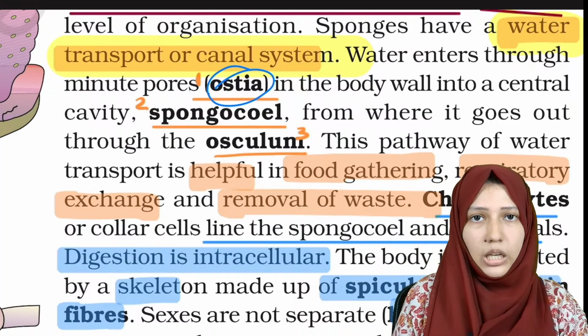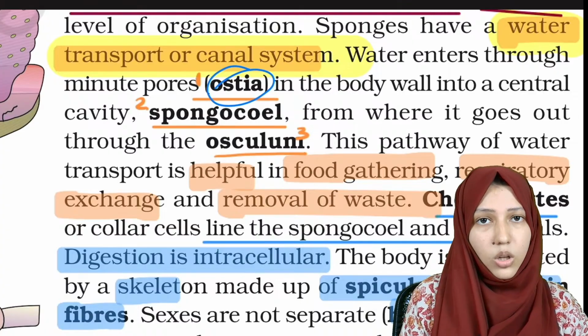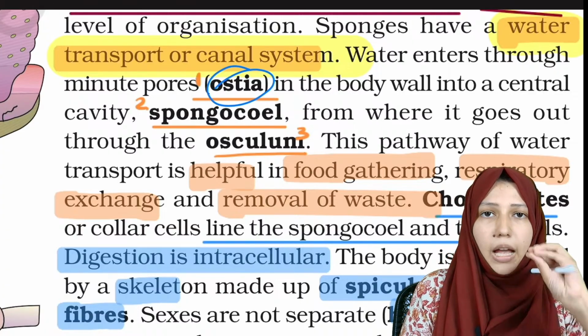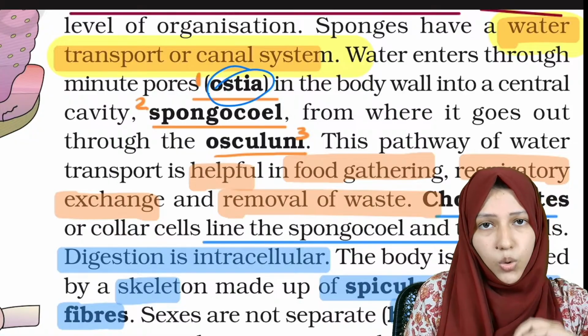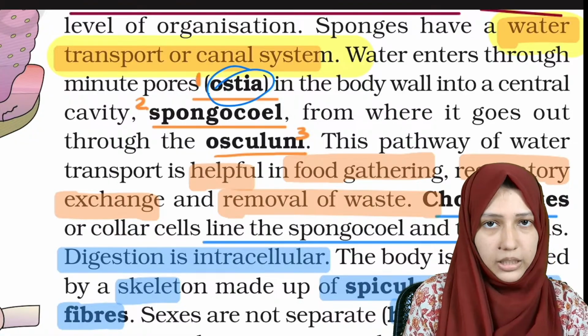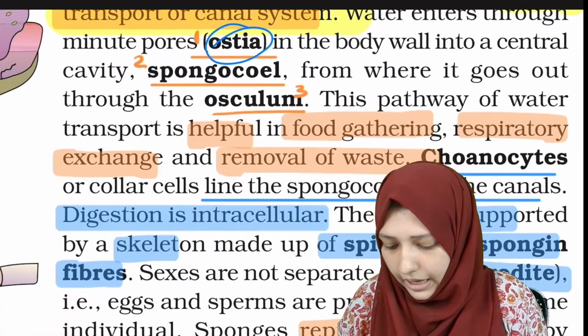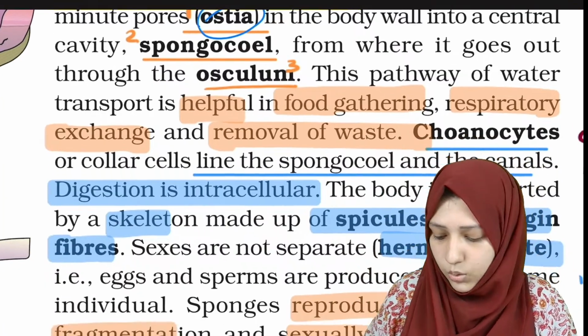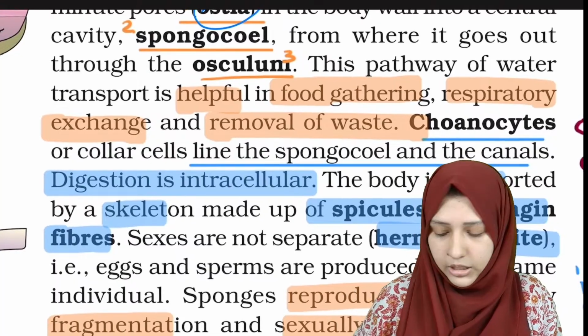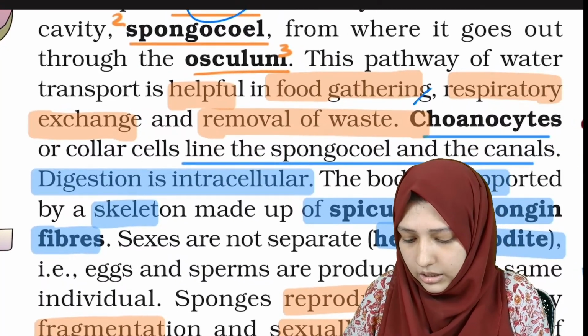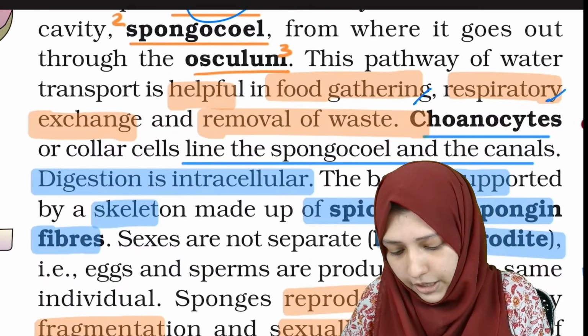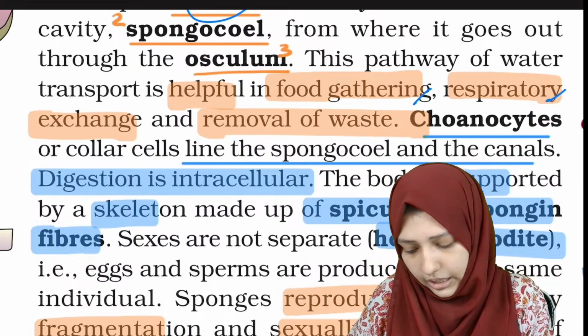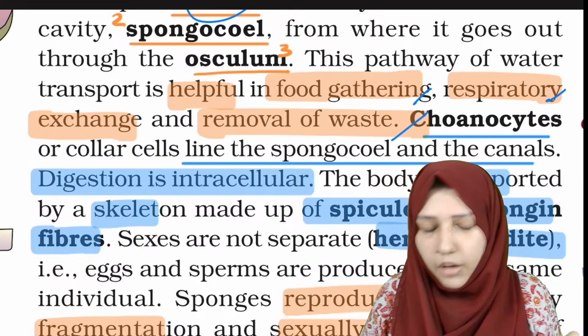Then spongiocele is the cavity where all the water is stored. Okay, and osculum is the mouth through which the water is expelled out. Clear? Okay. And what is the use of having this system? It is common sense. We can just say that it is for food gathering, respiratory exchange and removal of waste.